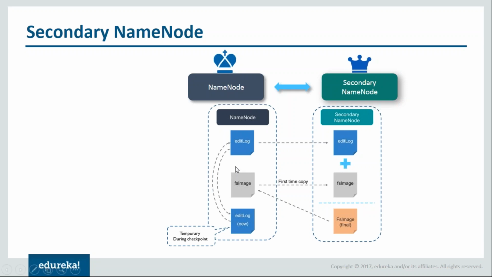So here is the FS image and the edit log. The FS image is in the disk and the edit log resides in your RAM. So what the secondary name node does is that it first copies the FS image and the edit log and adds them together in order to get the updated FS image. And then this FS image is copied back to the name node, and now the name node has an updated FS image. And in the meantime, a new edit log is created when the checkpointing is happening. So this process keeps going on, and hence it helps the name node keep an updated copy of the FS image of the transactions every hour.